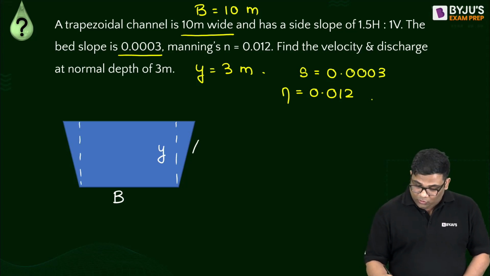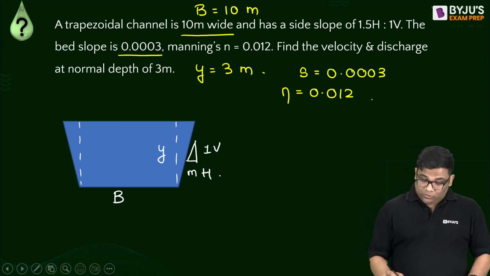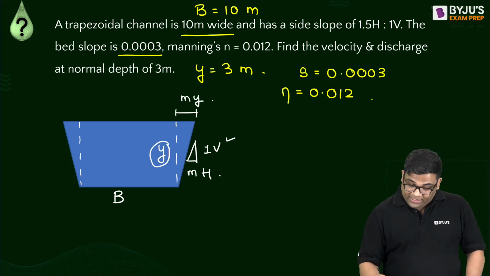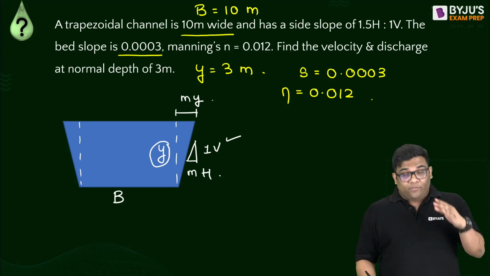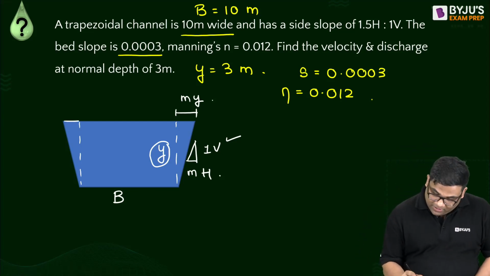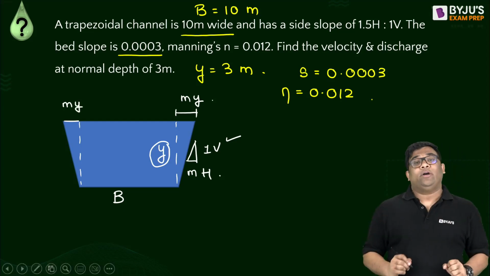Now see the side slopes. Suppose the side slopes are like this. One vertical is to, suppose, m horizontal. I am generalizing m horizontal. So if this is y, this will become m y, because one vertical is to m horizontal. So if vertical is y, that will be m into y. And this also will become m into y.